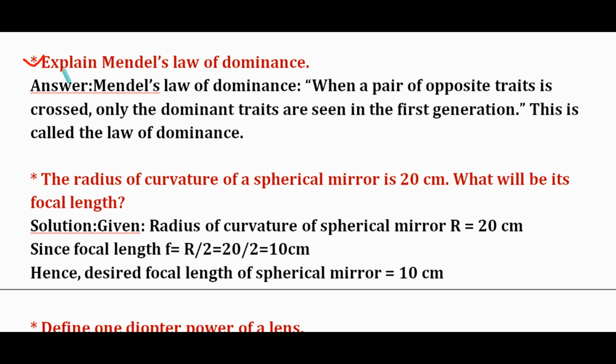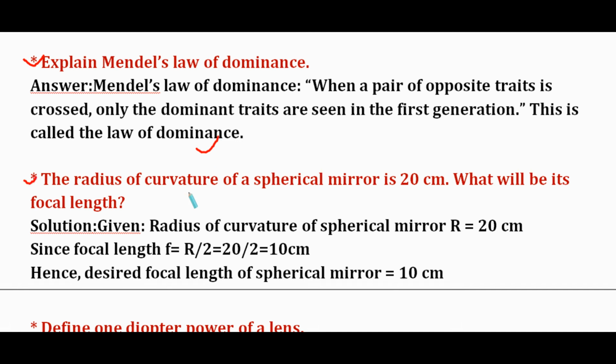Now the question is, explain Mendel's law of dominance. Mendel's law of dominance is, when a pair of opposite traits is crossed, only the dominant traits are seen in the first generation. This is called the law of dominance.